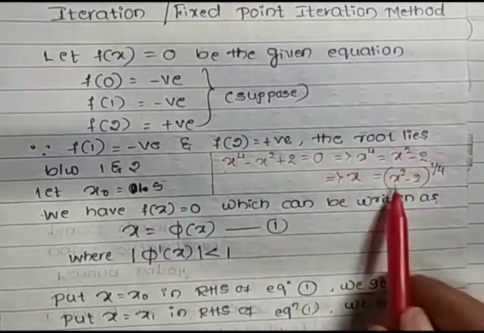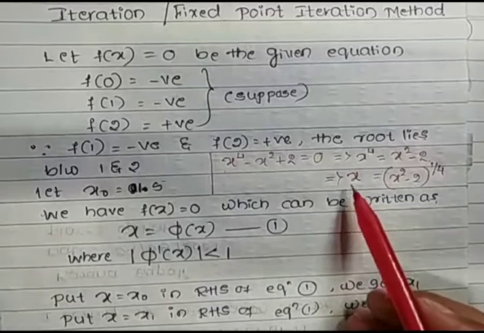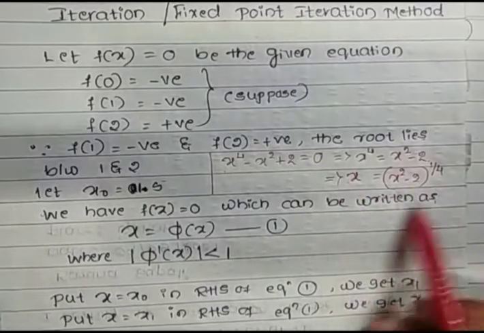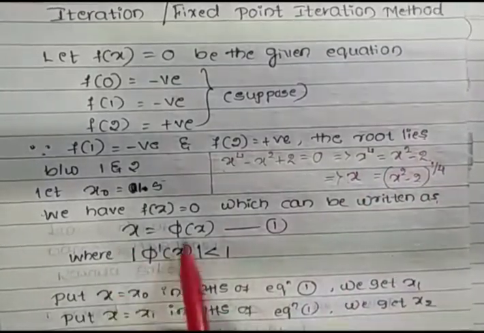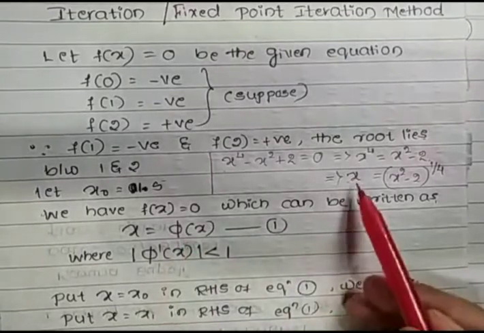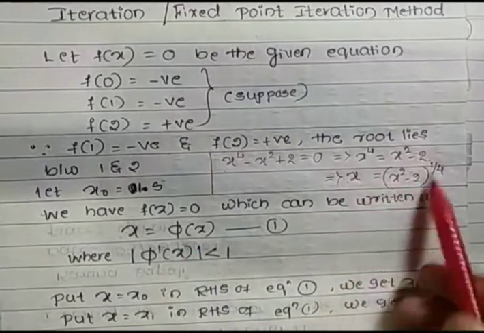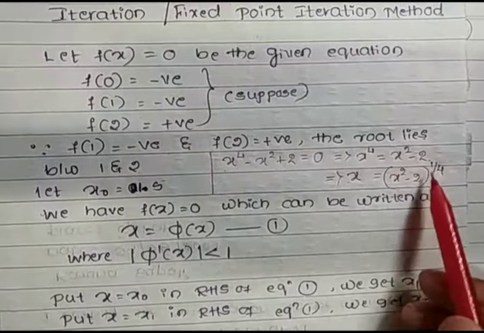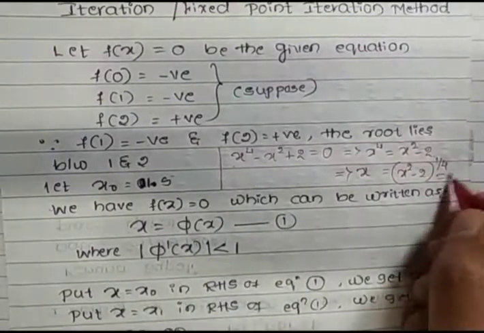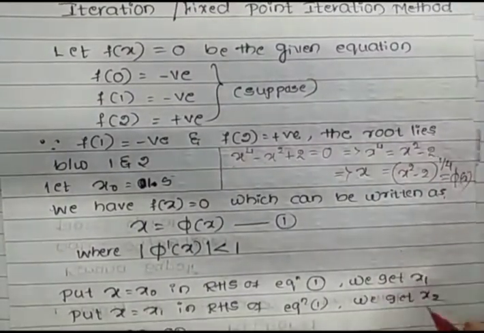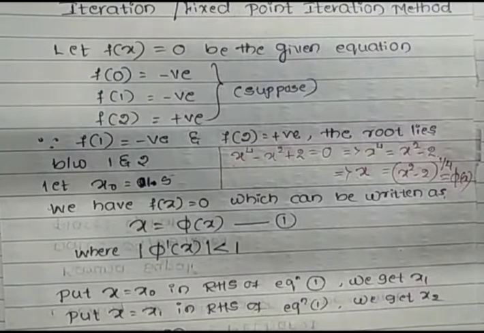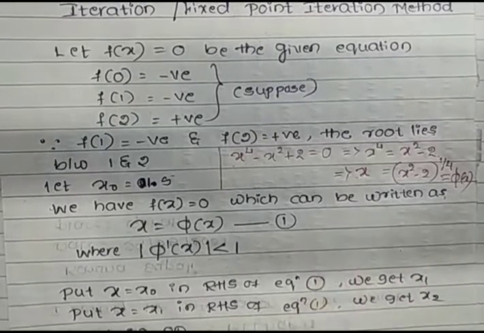So this equation x raised to 4 minus x square plus 2 is equal to 0, by rearrangement, we have written in the form x is equal to pi of x. See, x is equal to pi of x. So it should be in the form x is equal to, again in terms of x only. This we can consider as pi of x while solving the example. See, this is one method of conversion.